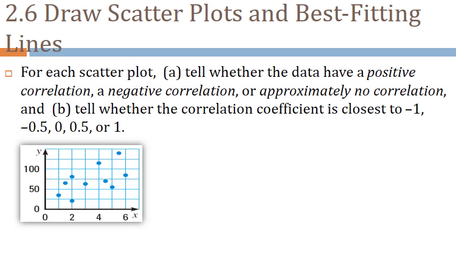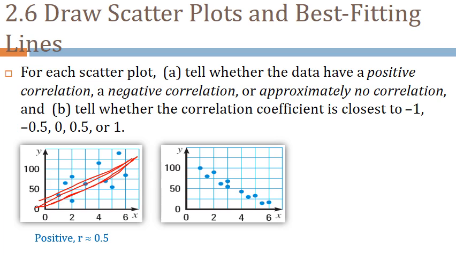For each scatter plot, tell what type of correlation the data has and estimate the correlation coefficient. So for the first graph here, you can see the points appear to be going upwards to the right. Kind of like that. So it's going up, it's kind of a line. We would say there's a positive correlation, but it's not a perfect line, so we'd say that R is about a half.